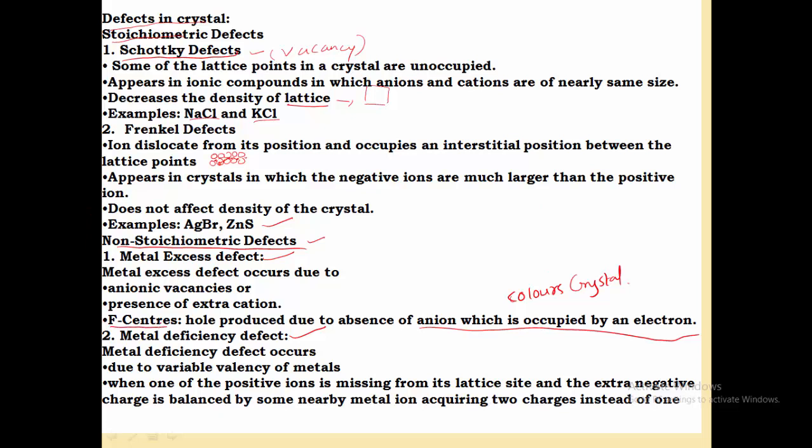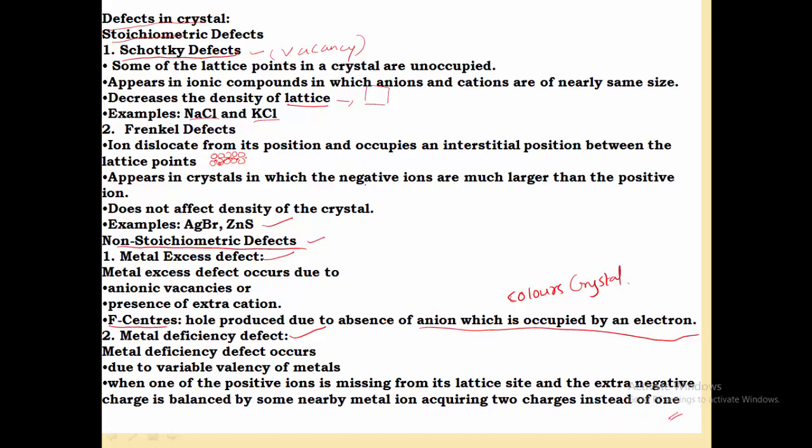Okay, it is also known as coloring center, Farben center. F means Farben center, that means coloring center. And metal deficiency defect. Metal deficiency defect occurs due to variable valency of metals, when one of the positive ions is missing from its lattice site and the extra negative charge is balanced by some nearby metal ion acquiring two charges instead of one.